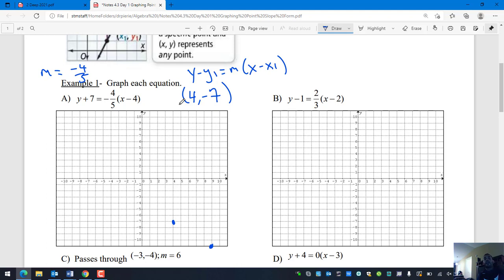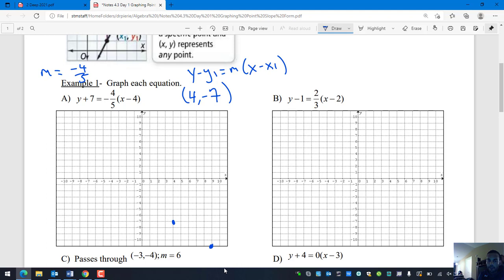Okay, so what's nice about lines is that you really only need 2 points in order to make the whole graph, but if you want to get more points, you can easily do that. So if we keep going down 4 over 5 to the right, we're going to run out of space, but we could also go the opposite direction.